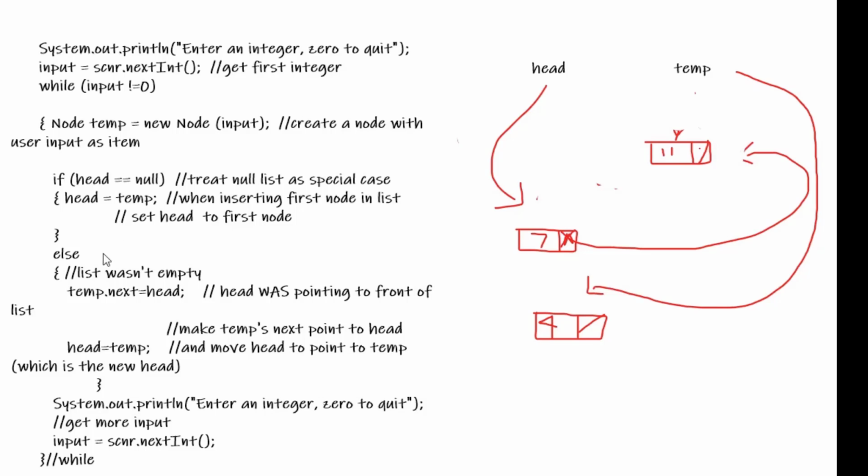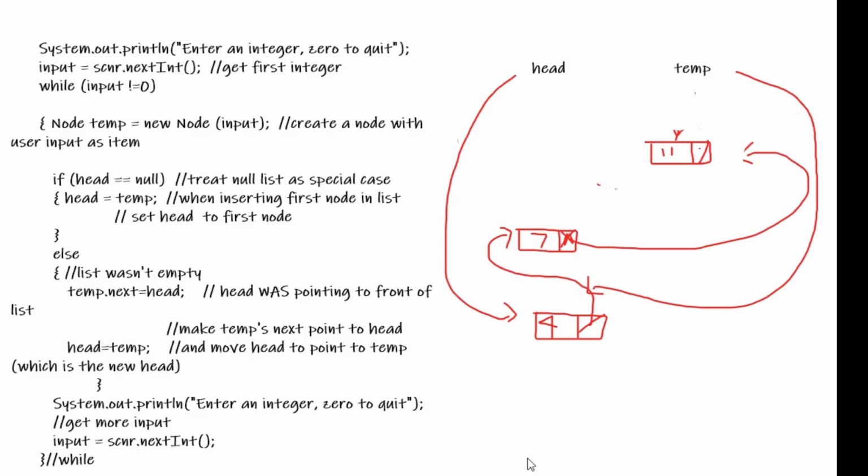Okay, if head is null, which it isn't, so I'm at the else. Temp.next equals head. Head is pointing to this one with the 7 in it. So that is now where temp.next is pointing. Where is temp.next? Temp is the last one I made, so temp.next is here, and it needs to point to wherever head was pointing. And then head equals temp. Head points to where temp is now pointing. Temp is now pointing to this one with the 4 in it. So head now has to point to the one with the 4 in it.